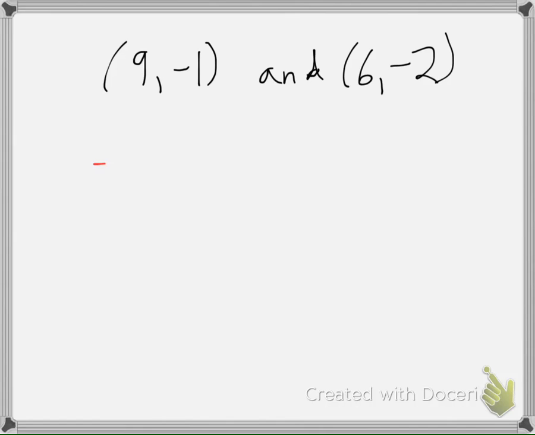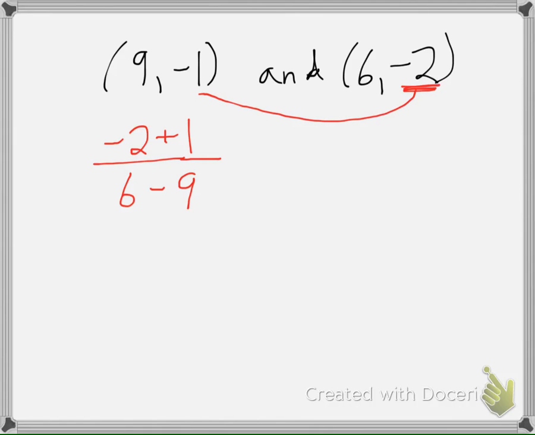Okay, so what's that going to be? What minus what? -2 plus 1. Okay. And 6 minus 9. Okay, good. So -2, the second y value minus the first, but since it's negative, that makes it plus. So -2 plus 1, and then the second x value minus the first, so 6 minus 9. -2 plus 1 gives me -1, and 6 minus 9 gives me -3, and -1 divided by -3.